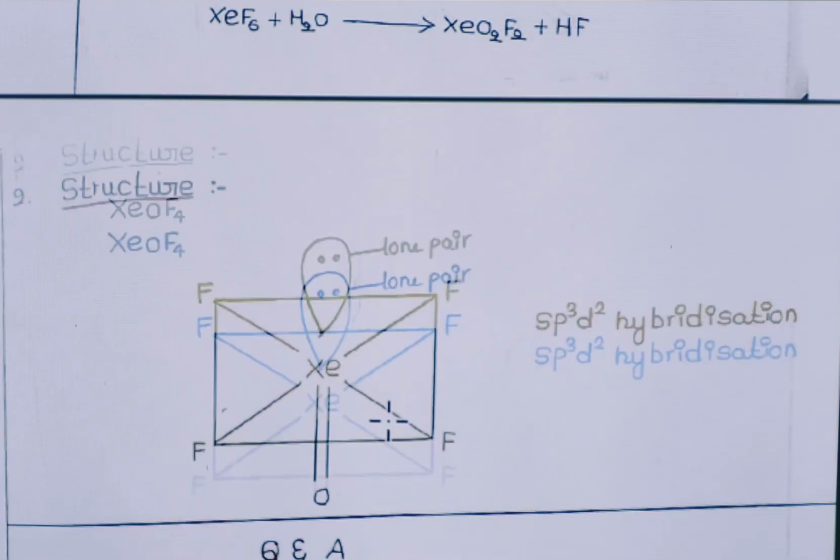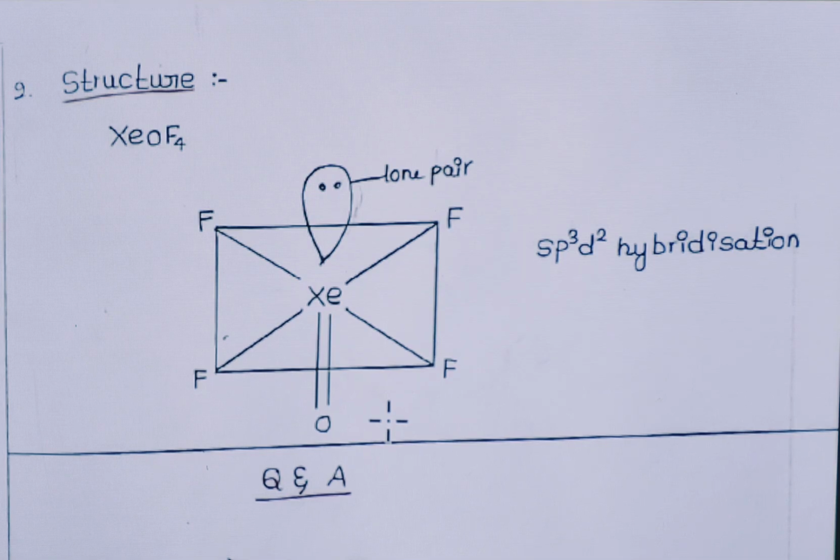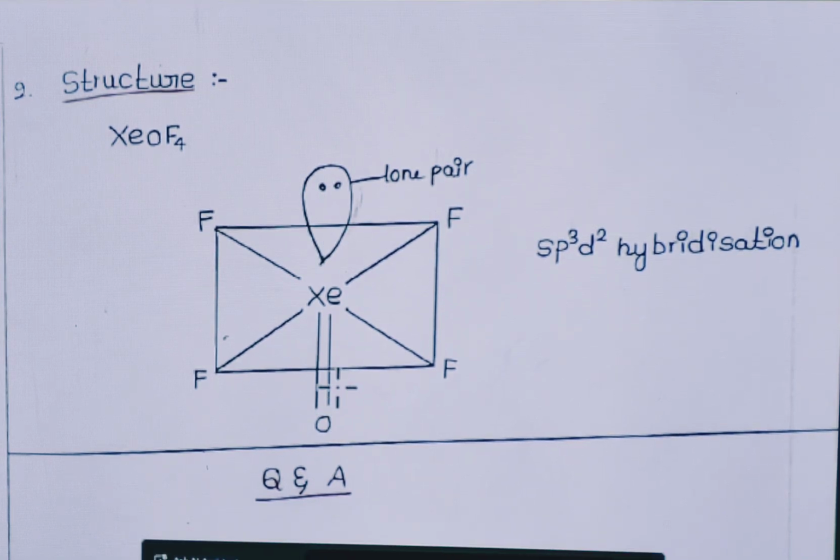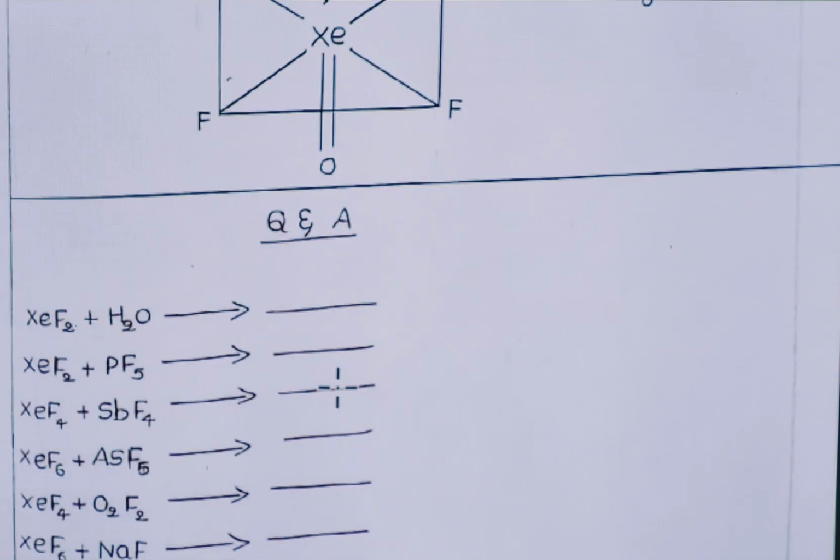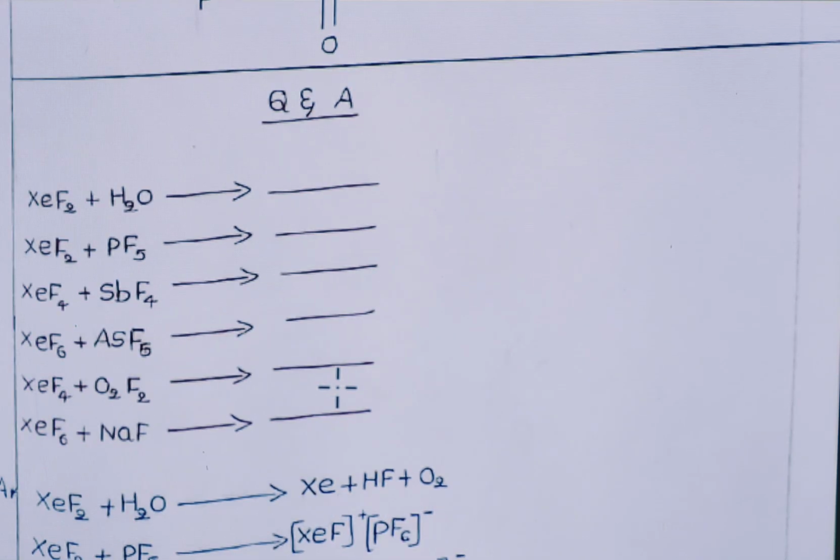Here I will note the important structure of xenon oxytetrafluoride. Here the hybridization is sp3d2 and one lone pair is present, and between xenon and oxygen there is a double bond. Now we are going to understand in this chapter what the questions and answers are.